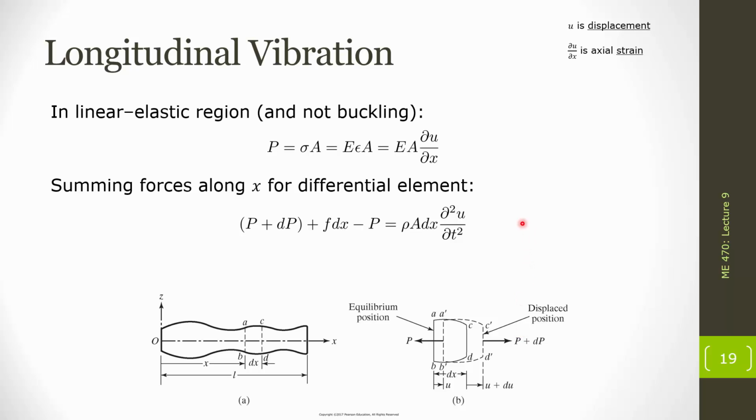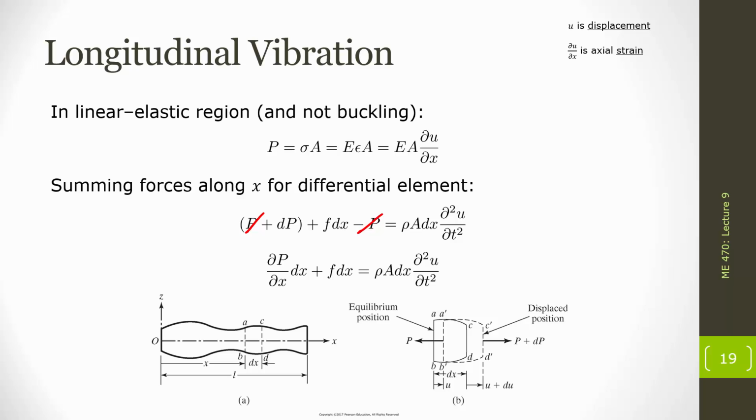So I can do some simplifications here. On the left-hand side, I have a negative P and a positive P, and those are going to cancel each other out, leaving me with dP plus F dx. And like I saw before with the string, this dP term I can rewrite as del P del x times dx, and those are equivalent to each other, plus the F dx.